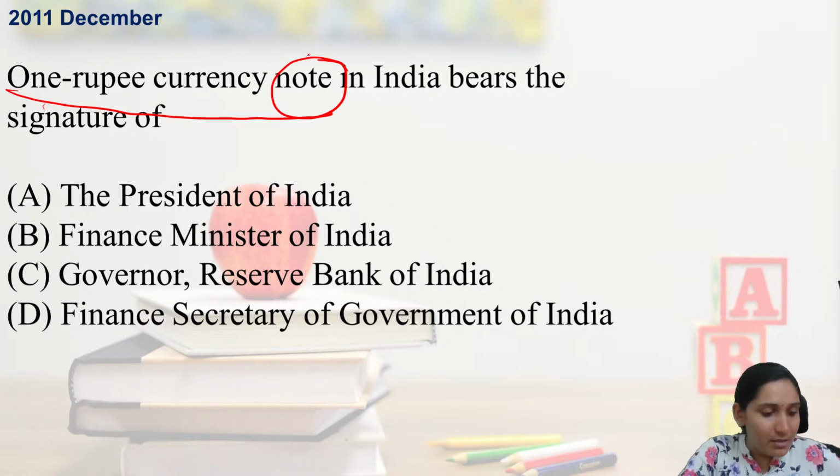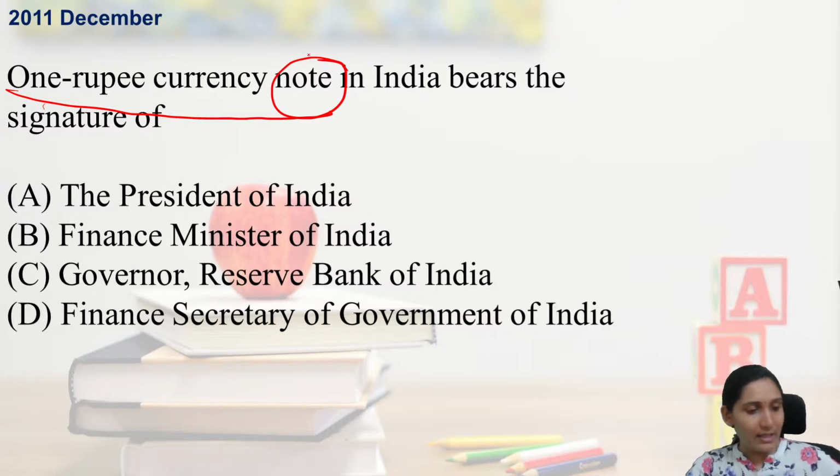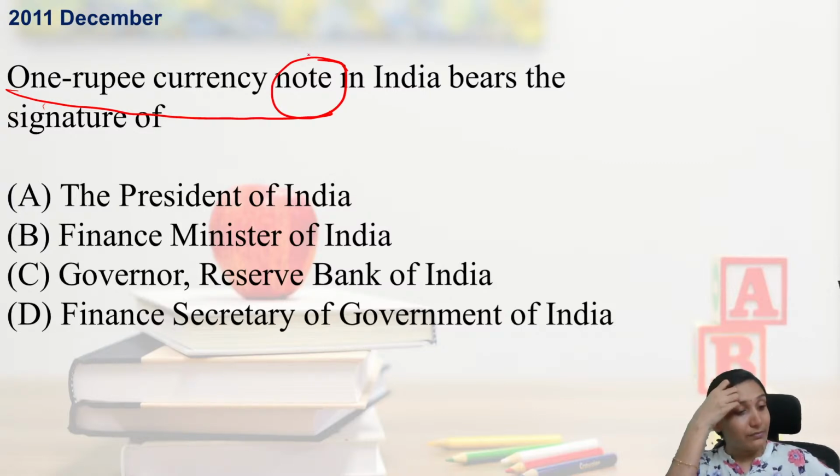B, Finance Minister. B, Finance Minister. Okay, any other answers? C, Governor, RBI. Okay. So, shall we check the answer? C, Governor. Okay.